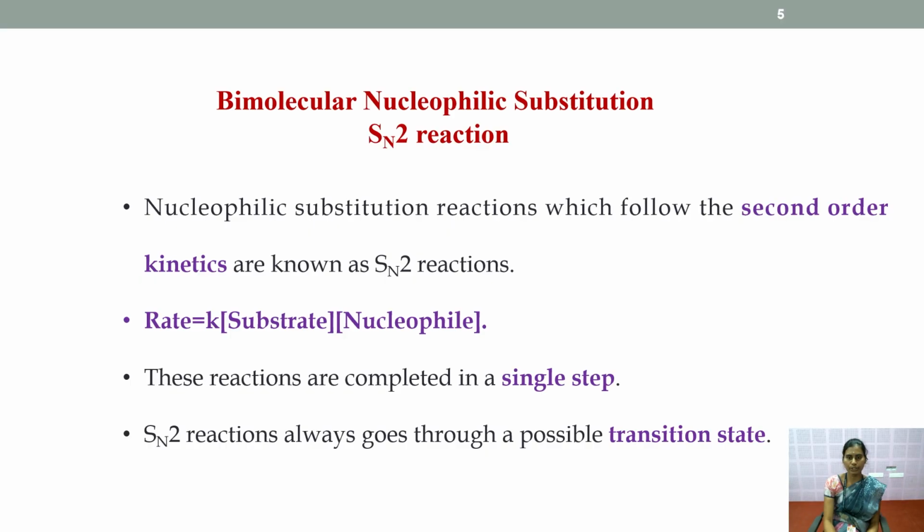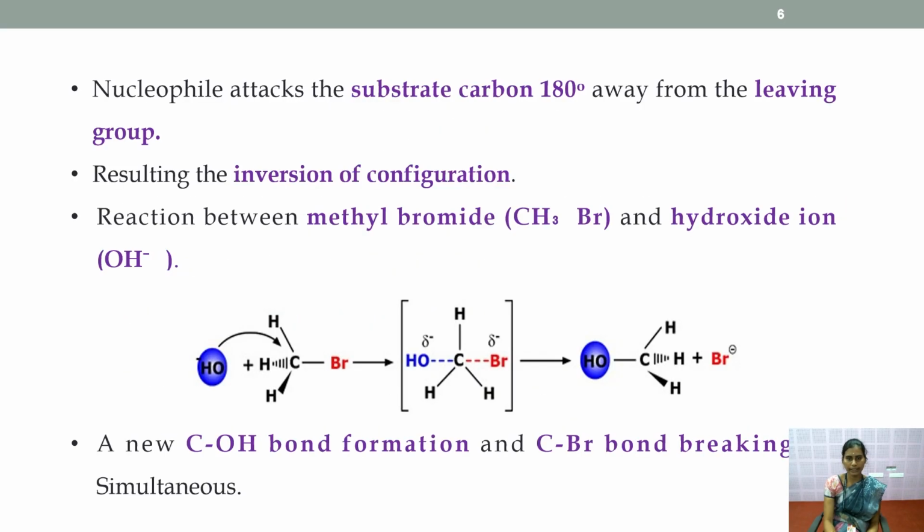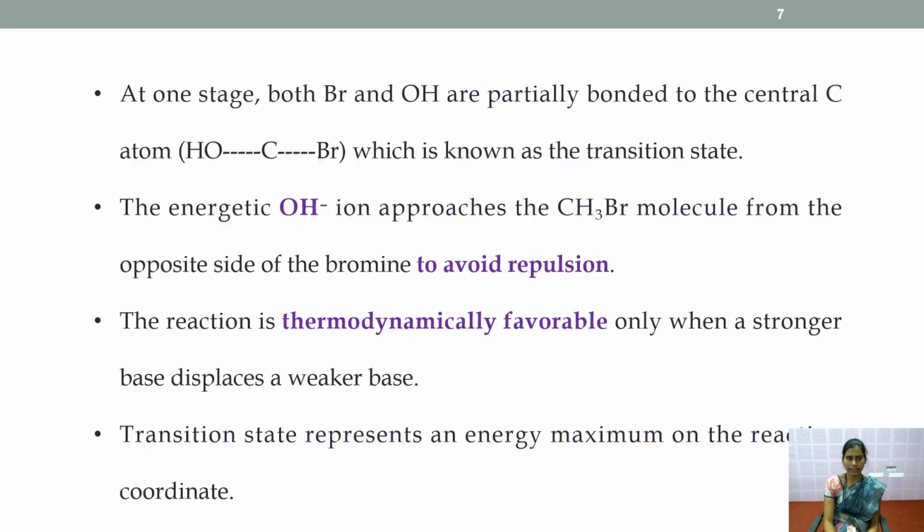SN2 reactions always go through a transition state. The nucleophile attacks the substrate carbon 180 degrees away from the leaving group, resulting in inversion of configuration. The reaction between methyl bromide and a strong nucleophile such as hydroxide ion is a good example of SN2 reaction. Here the OH minus ion attacks the substrate carbon 180 degrees away from the bromine group, so that it forms the transition state. The new C-OH bond formation and C-Br bond breaking occur simultaneously.